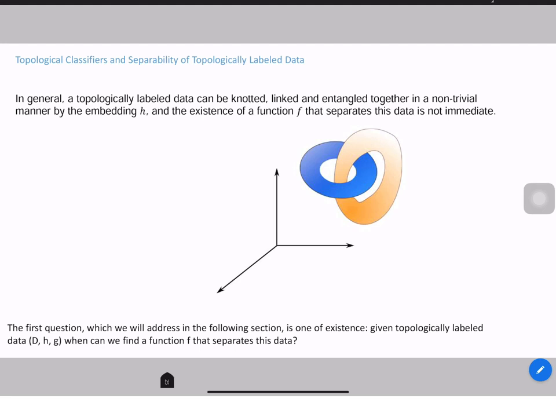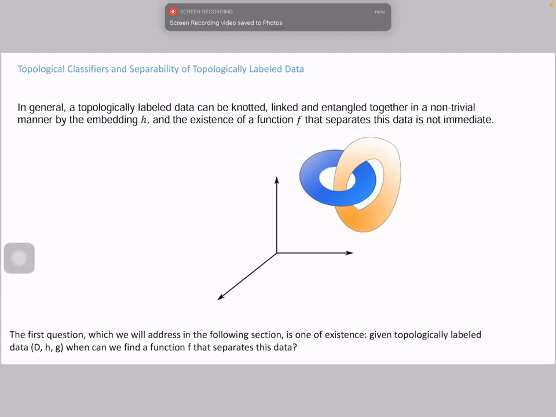So from this perspective, a topological classifier takes the data from its original space and maybe massages the manifold via a continuous map, or maybe a sequence of continuous maps, and separates those data. And our condition for separation is finding mutually disjoint embedded disks inside the ambient space, where this is the codomain of the function f. So the first question that we would like to ask is: given topologically labeled data, can we always find a continuous function that separates this data?